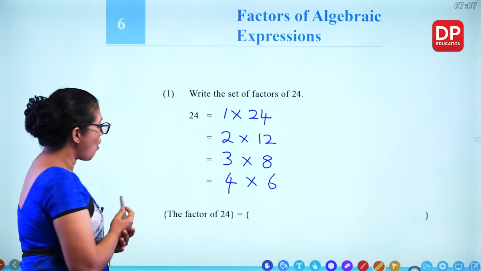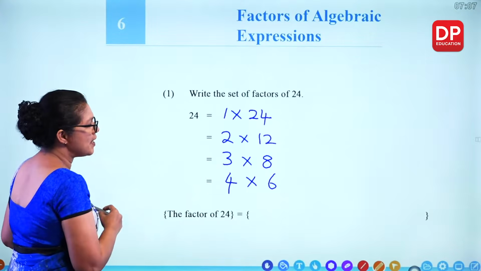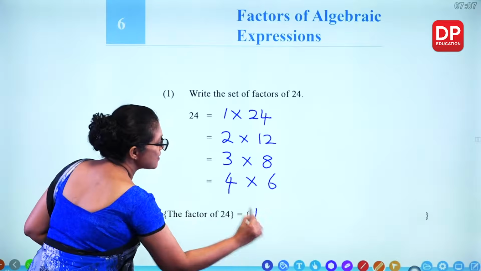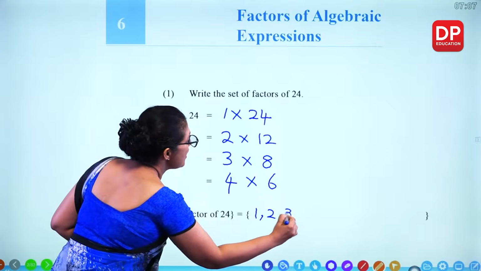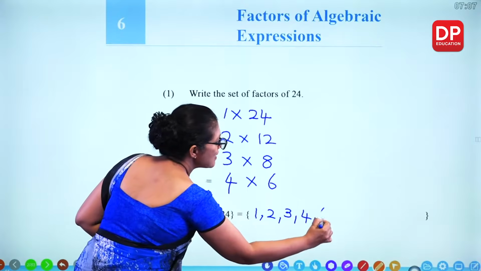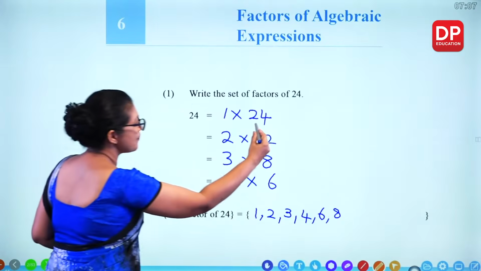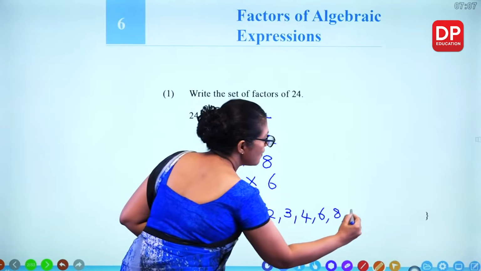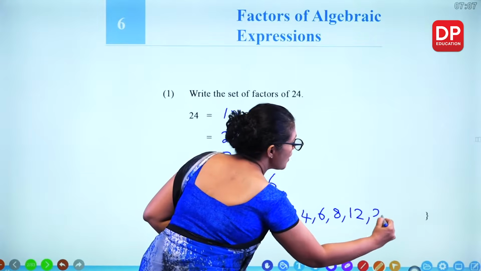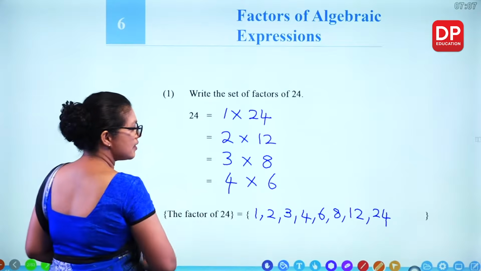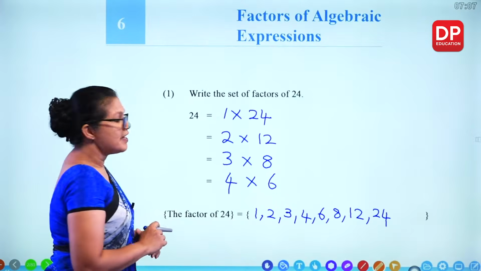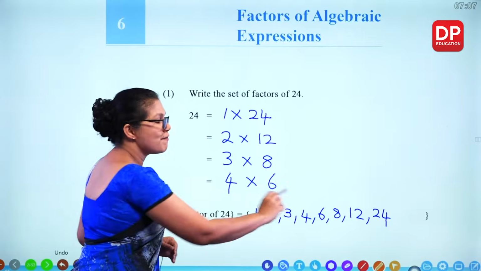So when you write all the factors of 24, we can start from 1. We can write 2, 3, 4, 6, 8, 12 and 24. So here you need brackets. So these are all called factors.